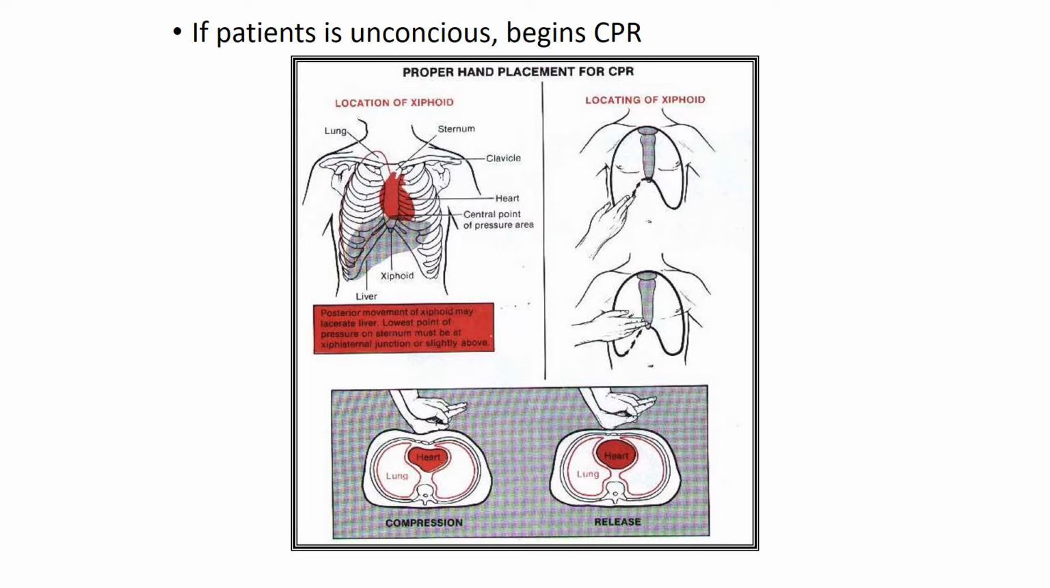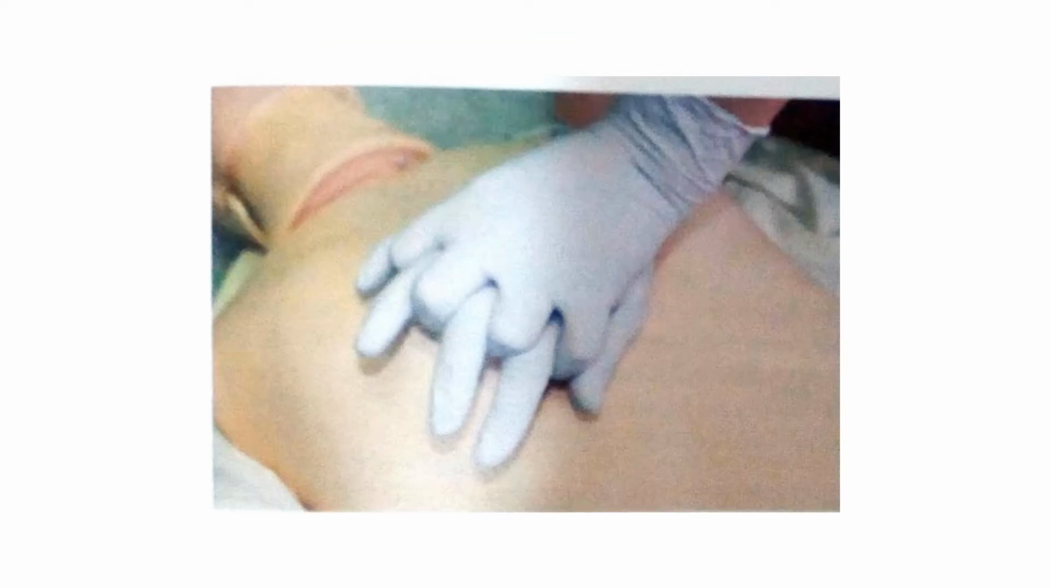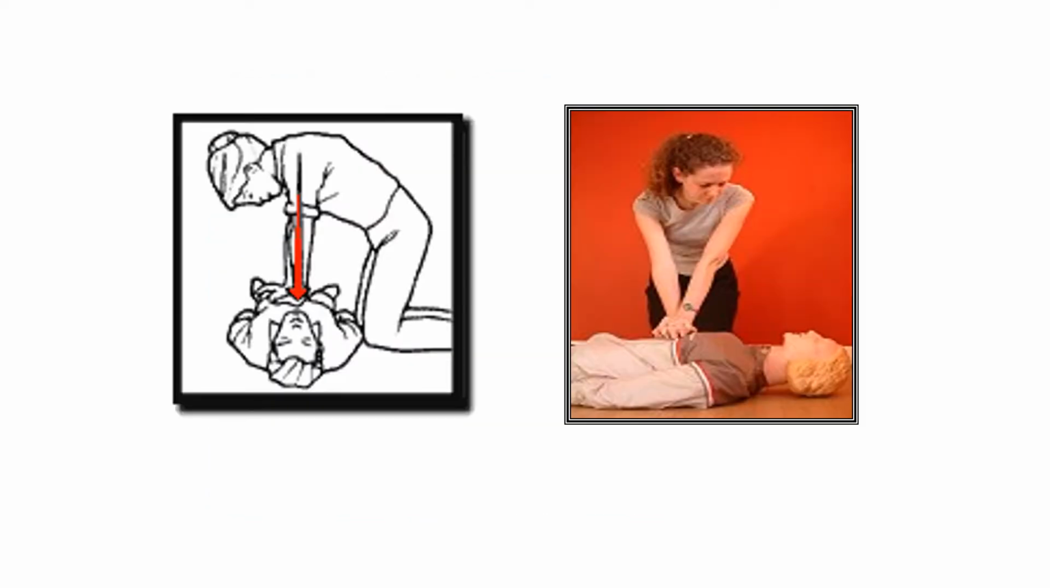So this is how you locate the position of the xiphi-sternum, because this is where you're going to place the heel of your palm, on top of the xiphi-sternum junction area. When you have located the xiphi-sternum junction area, place the heel of the palm of one hand on top of it. Then place the other hand on top of the first and make sure the fingers are interdigitating each other.